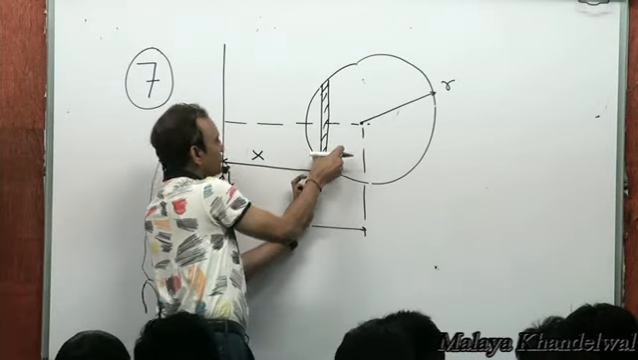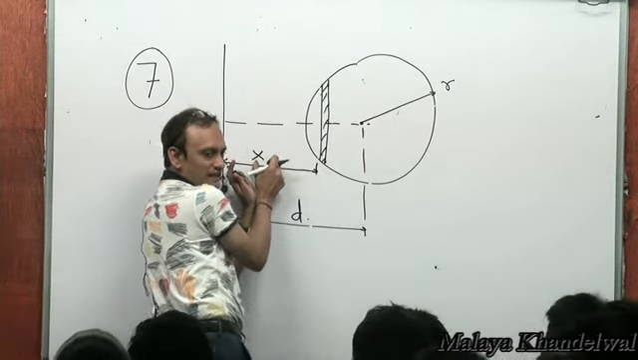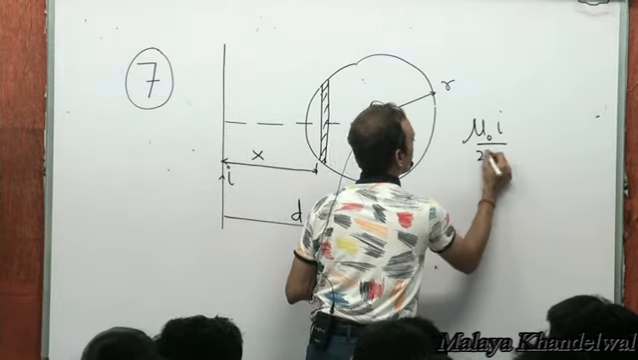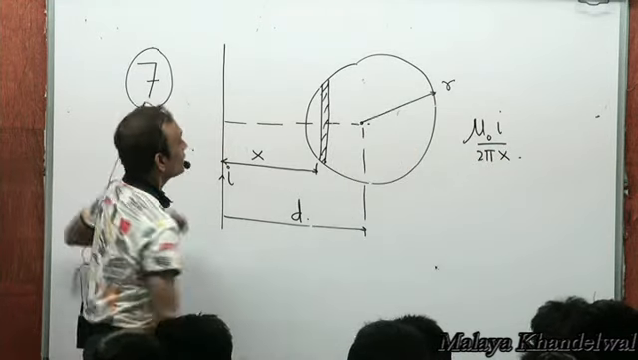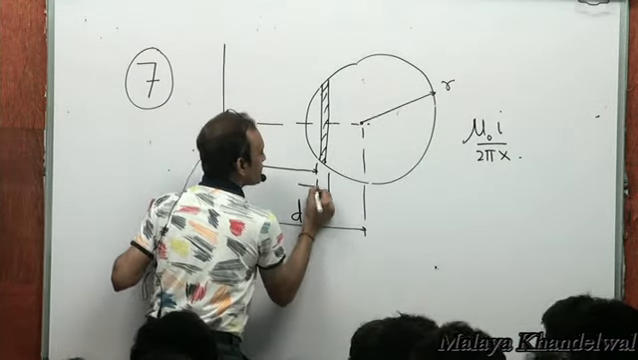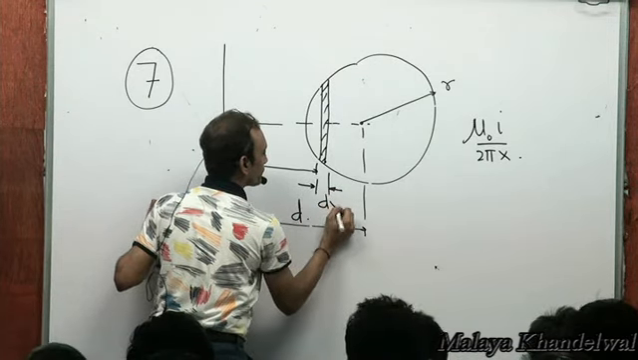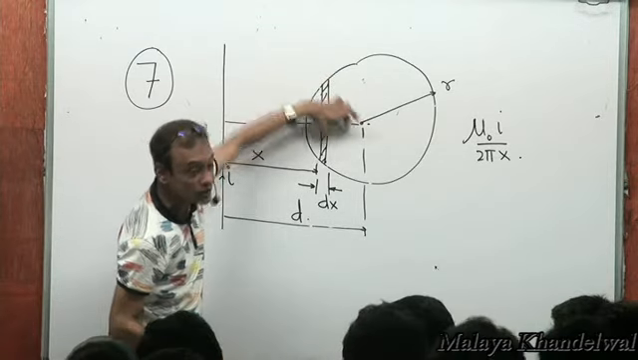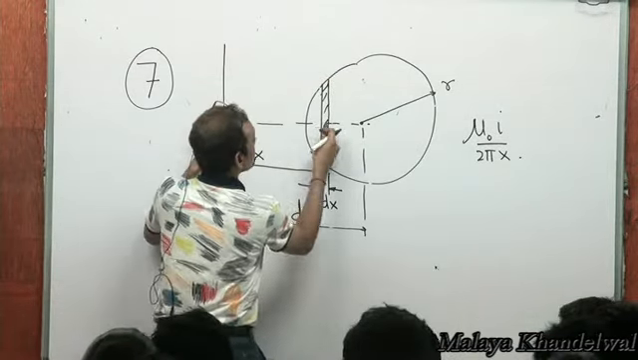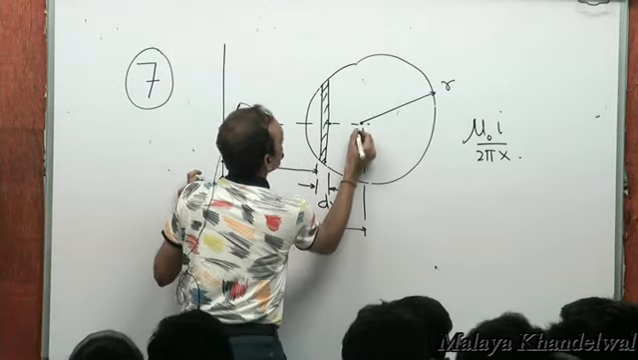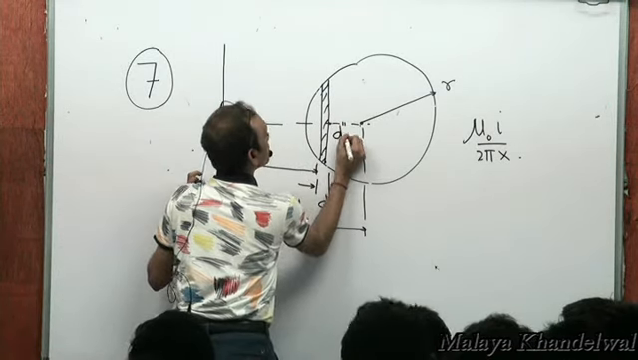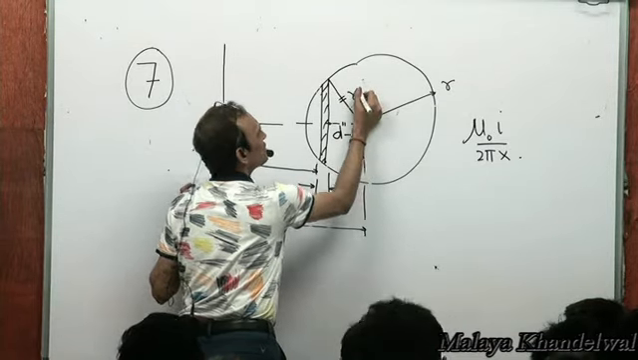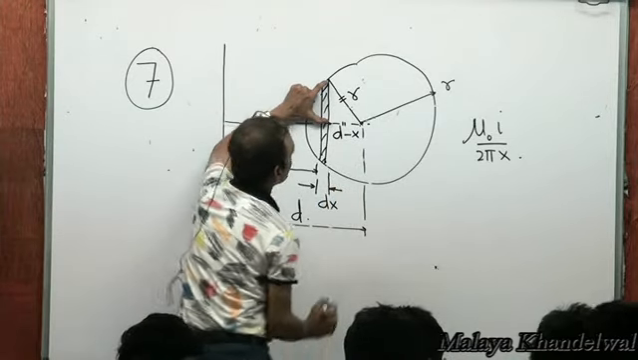The field at every point of the strip would be mu naught I by 2 pi x. Now, if dx is the thickness of the strip, then mu naught I by 2 pi x into area of the strip would be the flux associated with the strip. Now, realize that if this is x, this length would be d minus x. This length would be d minus x. This is the radius r. So this length would be what?